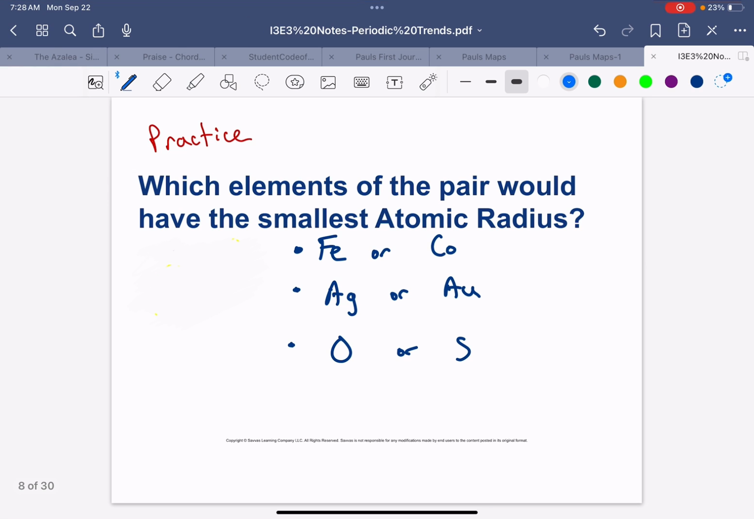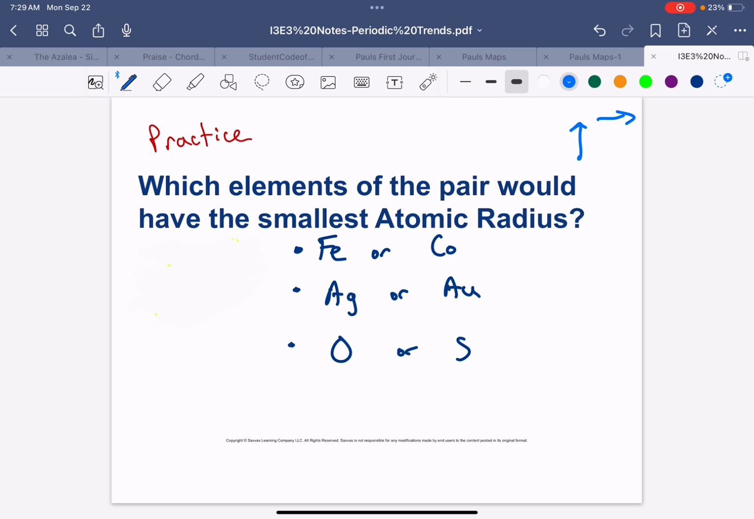Which element of each pair would have the smallest atomic radius? So basically, which one is up and to the right? Iron or cobalt? Silver or gold? Oxygen or sulfur? Feel free to pause and take a look before answering. Okay, let's keep moving on.